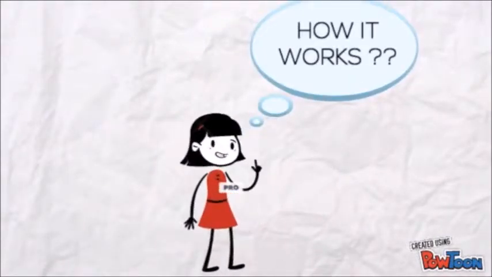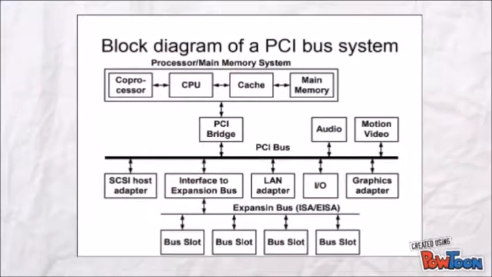How it works? Let's see the diagram. So, the PCI bus is the mechanism to communicate between the processor and the block, as you see in the diagram.